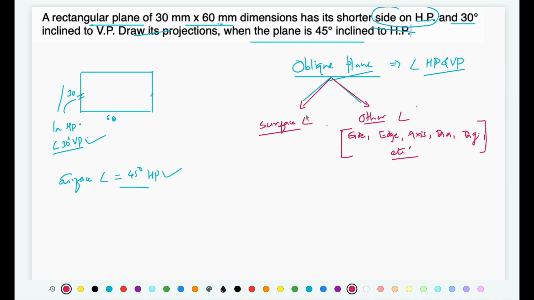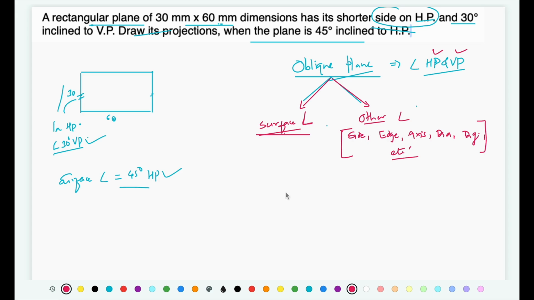Now why do we need to identify, or why do we need to separate those inclinations? Because we are saying that an oblique plane is nothing but the plane which is inclined to HP as well as VP simultaneously. So it is obviously the inclination of the surface with HP and VP. Then why are we splitting that inclination in terms of surface inclination and other inclination? That we are going to discuss further. But for the time being, consider that one of the inclinations will be in the form of surface inclination, and the other inclination is going to be the inclination of side, edge, axis, diagonal, diameter, etc. Okay.